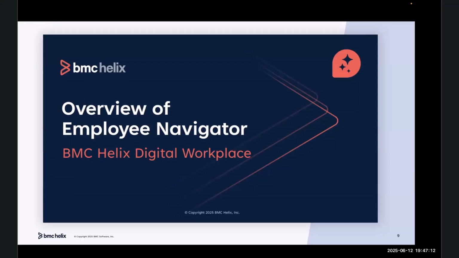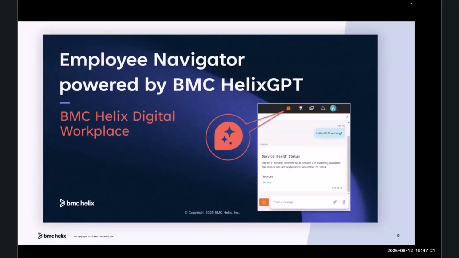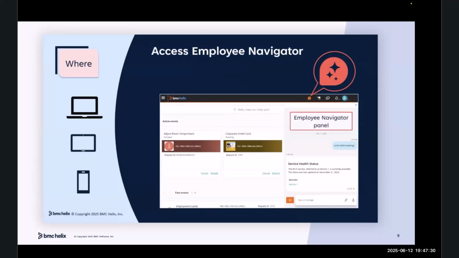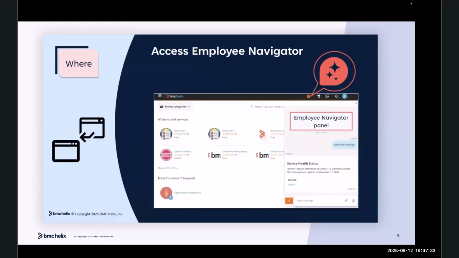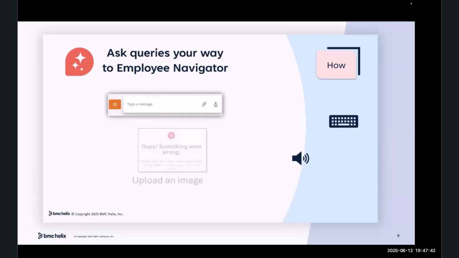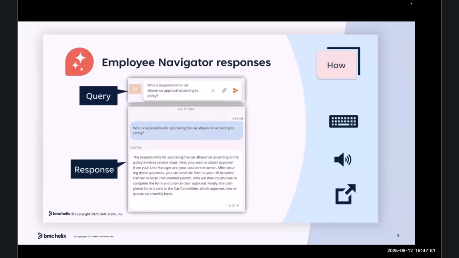Welcome. Let's explore how Employee Navigator, powered by BMC Helix GPT, serves as your AI assistant to provide instant solutions for workplace queries. Access Employee Navigator from the end-user console or even from Studio Pages on any device. Enjoy seamless conversations in the pinned panel, even after you switch screens. Type a question or use voice input to ask your query. Got an error message? Just upload a screenshot image. Employee Navigator accepts queries in any of these formats. It delivers clear, contextual responses to your queries in the chat.